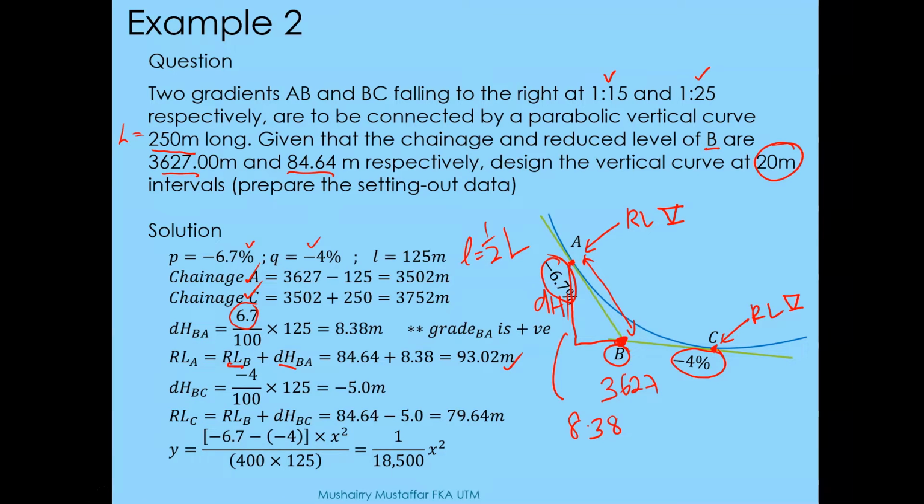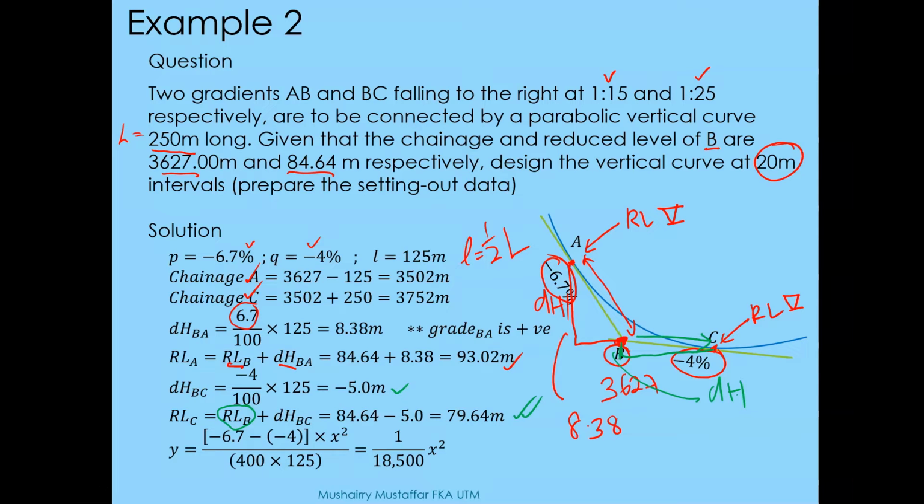Now for the reduced level of C, I would require that DH, which is basically minus 4 now, because I'm going from B to C, so it's a negative grade. So minus 4 over 100 times 125, and I end up with minus 5 meters. So the reduced level of C will be the reduced level of B plus DH BC, which is minus 5, so we end up with 79.64.